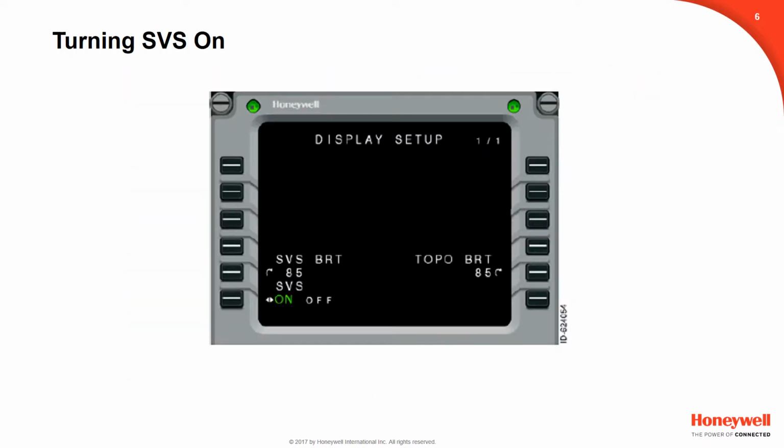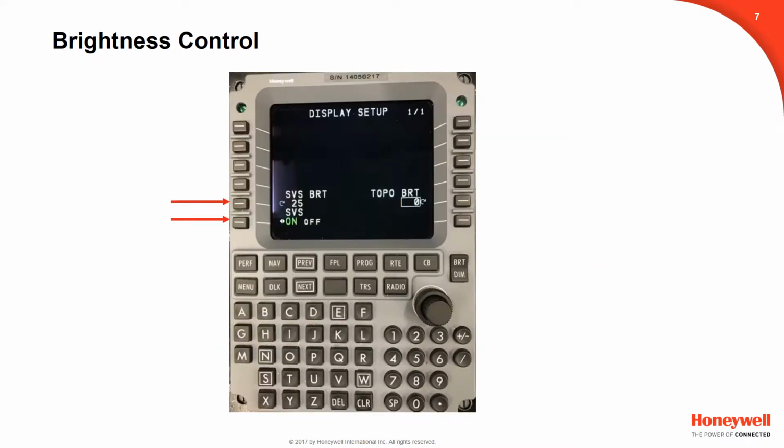terrain. The SVS is turned on or off by selecting line select key 6L on the display setup page on the MCDU. SVS and terrain sky elements are dimmable by selecting line select key 5 left and using the CCD knob to adjust. Line select key 5 right is used to control the topographical brightness on the iNav display. Brightness control for the SVS stops at 25%. This ensures that the SVS cannot be dimmed to a black display. However, the topography brightness can be dimmed to 0.